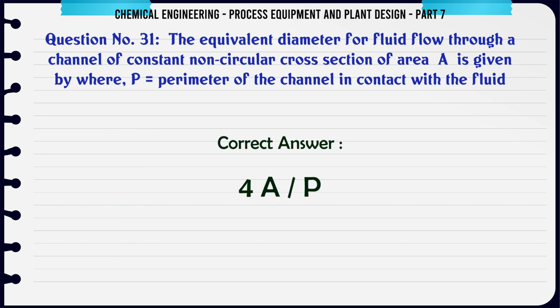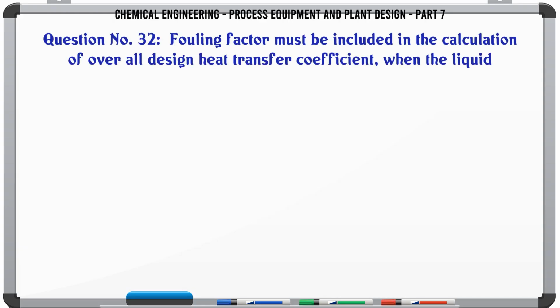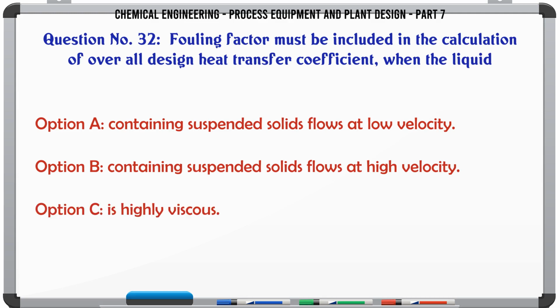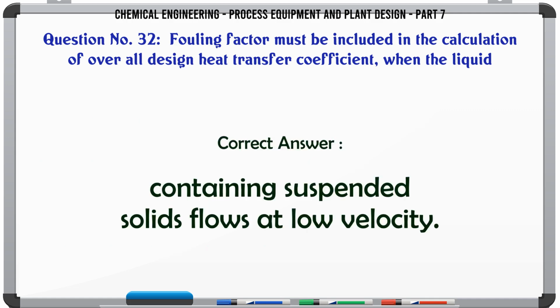The correct answer is for AP. Fouling factor must be included in the calculation of overall design heat transfer coefficient when the liquid: A, containing suspended solids flows at low velocity; B, containing suspended solids flows at high velocity; C, is highly viscous; D, is of high specific gravity. The correct answer is containing suspended solids flows at low velocity.